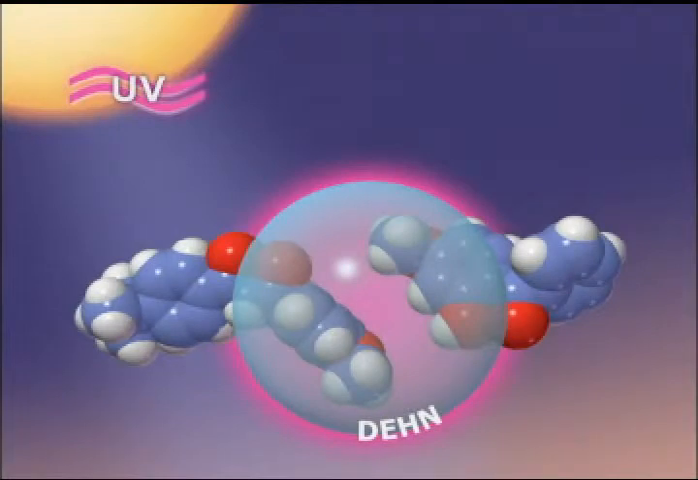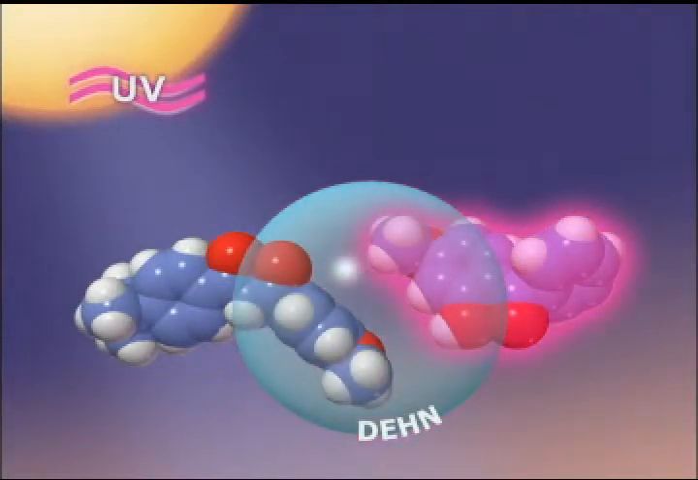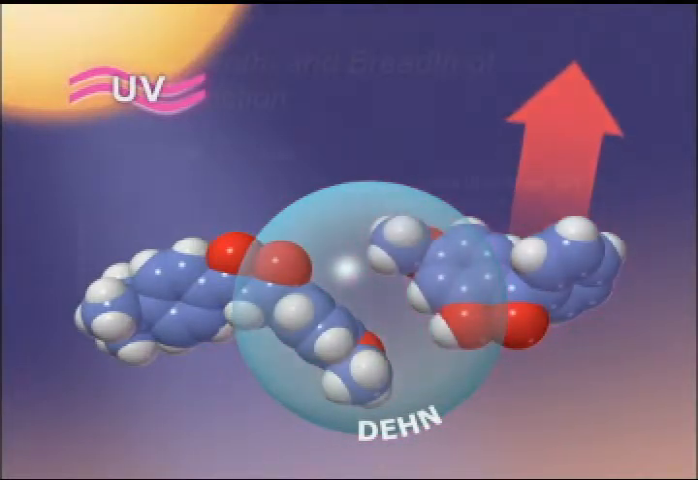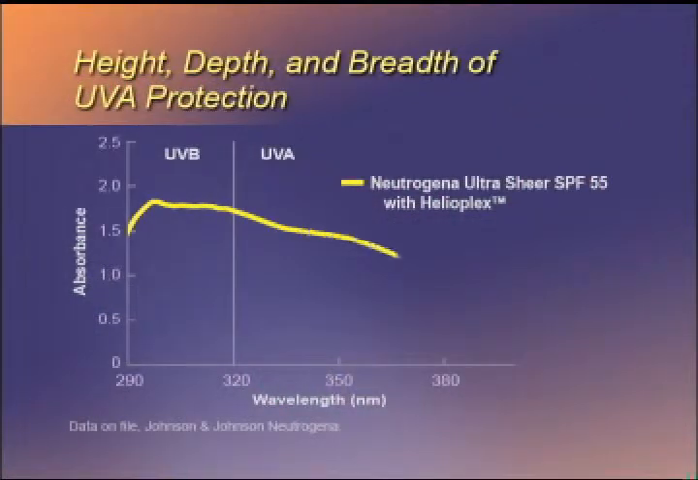The introduction of Helioplex is an important advance because it allows a stabilization of avobenzone and effective UVA sunscreen. This allows this avobenzone to be more active over a longer period of time. Helioplex, a new photostable technology in sunscreens. Offering broad-spectrum, high-level, durable photoprotection.